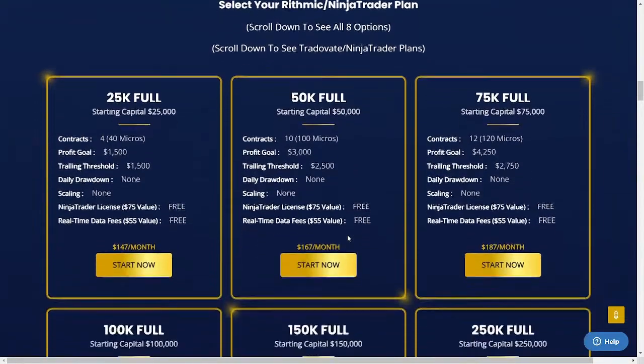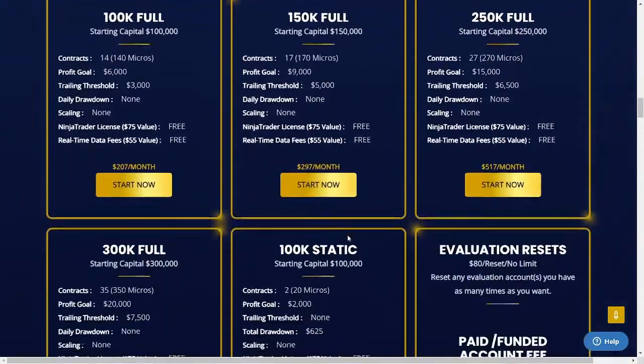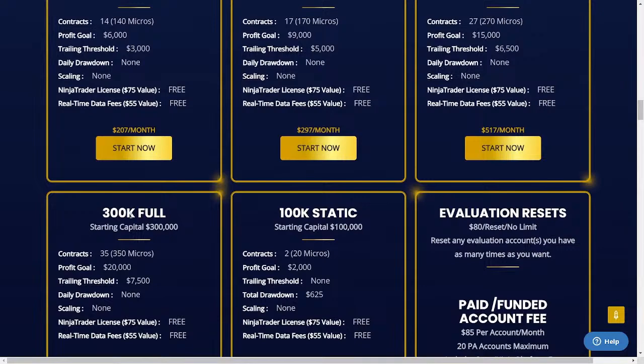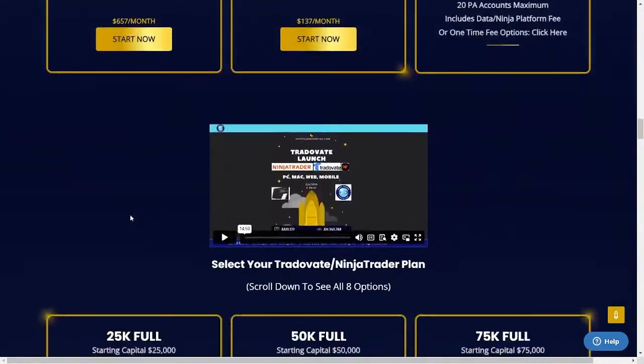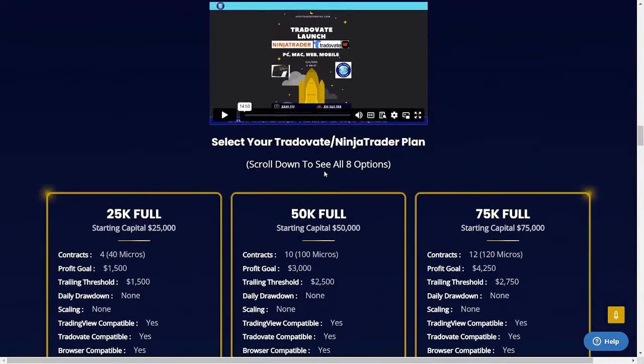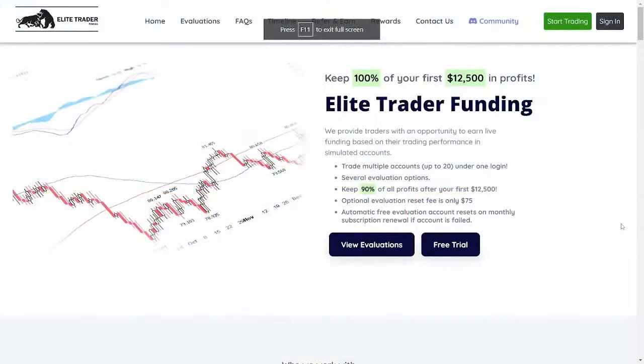They offer everything from a 25K all the way up to a 300K account. Again, you can get 20 of those. That's a lot of capital. And here, scrolling down, you can see the Tradovate options as well. Okay, this is the Elite Trader Funding ETFs website.